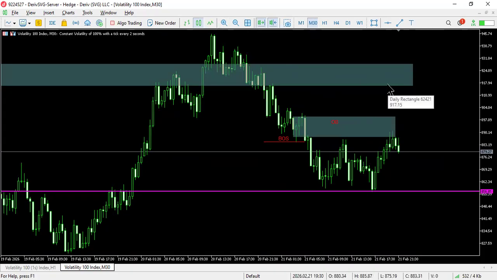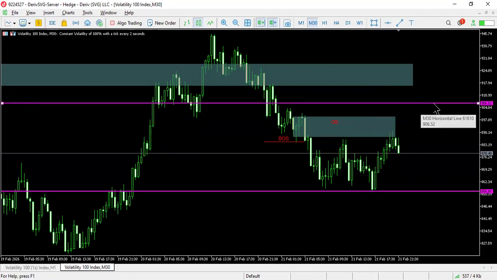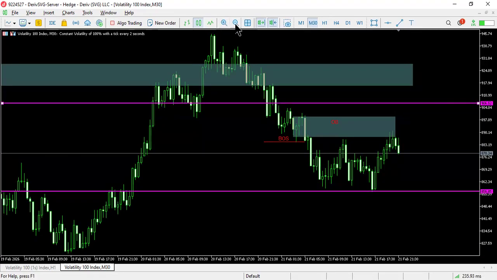Everything is playing out. We have a tweezer top at my order block there, and then price is pushing down. Go ahead and enter, with your stop loss slightly above the order block at 906.52, then your first take profit at 856.85, and your second take profit at 811.45.